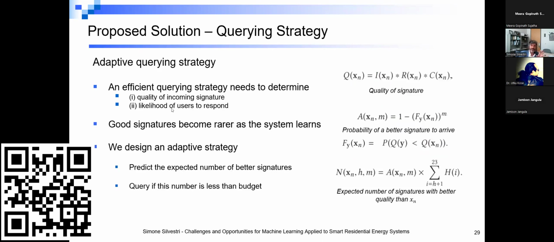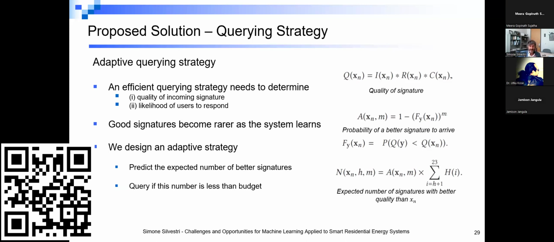So with all this information, we design our adaptive querying strategy. First we calculate the quality of the signature that we just received, which combines informativeness, representativeness, and the confidence score. But then we need to do something else, and this is probably one of the interesting aspects of this problem. As the system learns, the quality of the signatures that arrive changes. A signature could have a high quality at the beginning, just because you don't know much of anything, but may not be of the same quality later on as the system has learned more. For example, let's assume that you charge your phone a lot. After a while, the system has learned that type of signature, so it is not of the same quality as it was at the beginning.